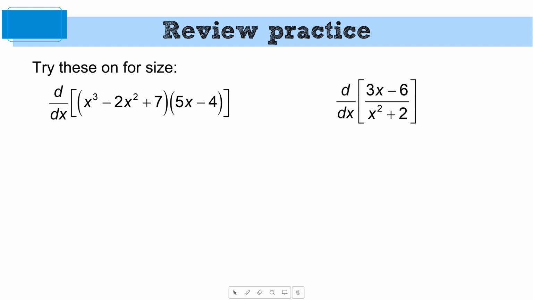Remember on the quotient rule, you're probably not there yet, but simplify the numerators, not the denominators. Leave the denominators alone.